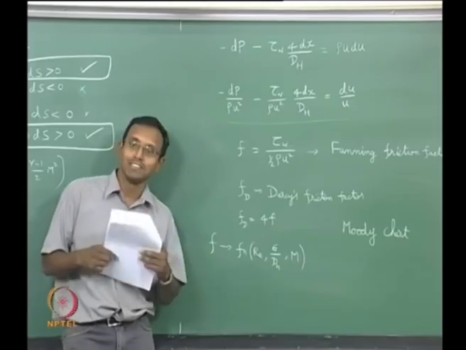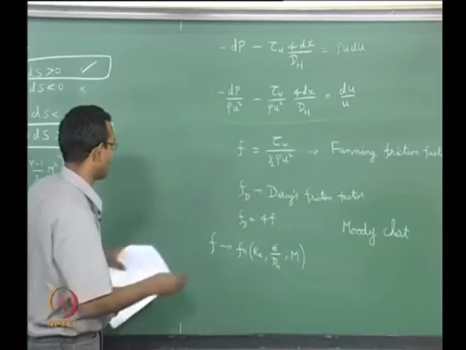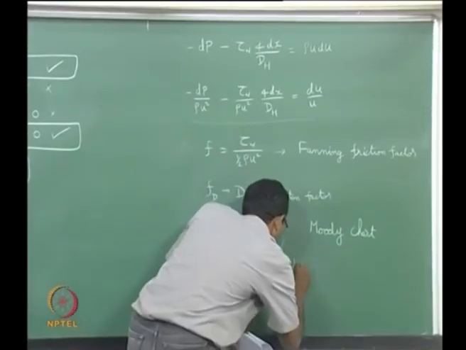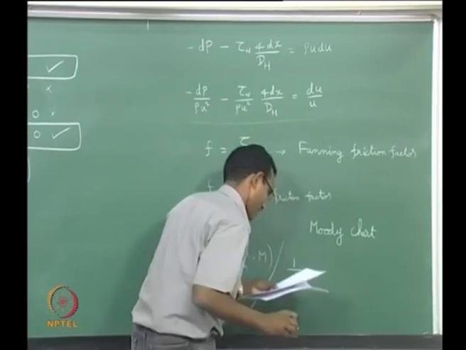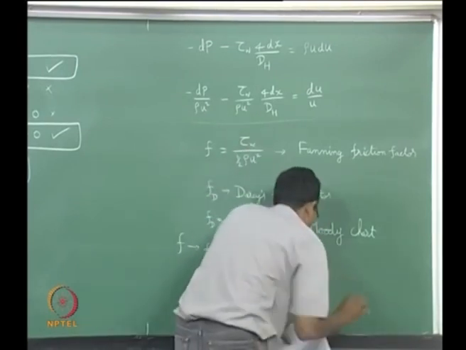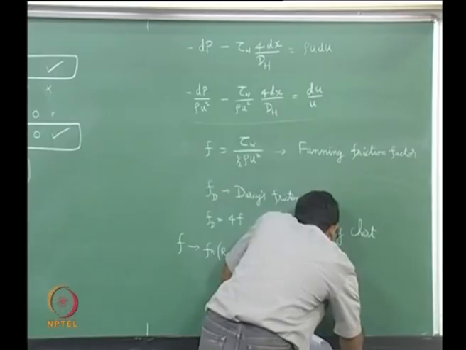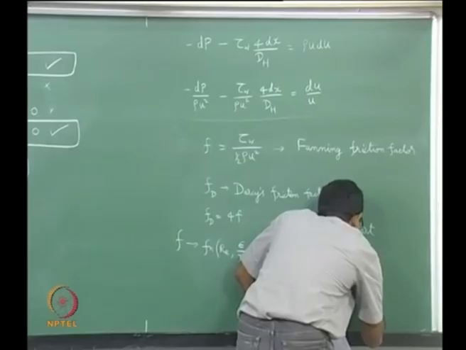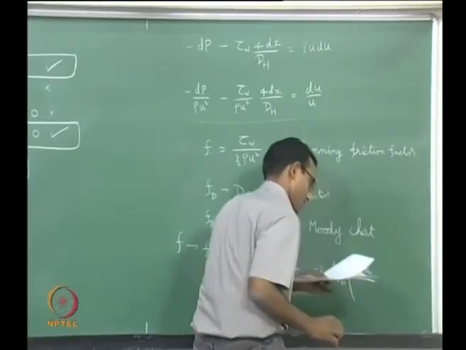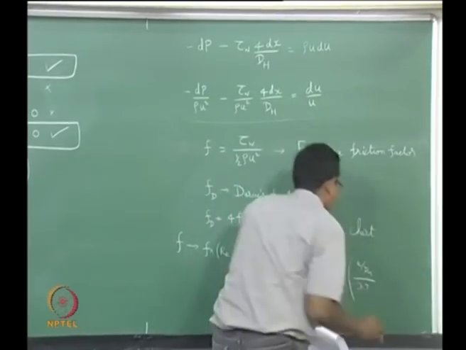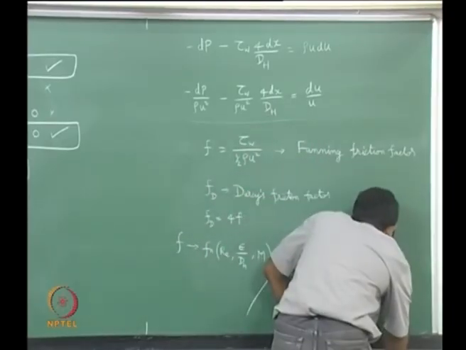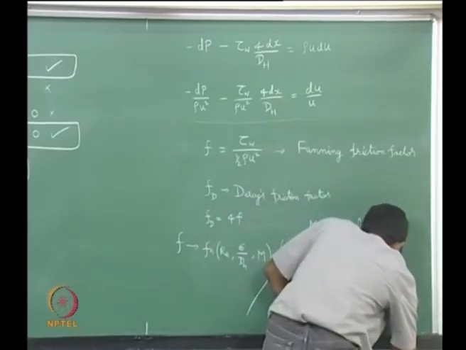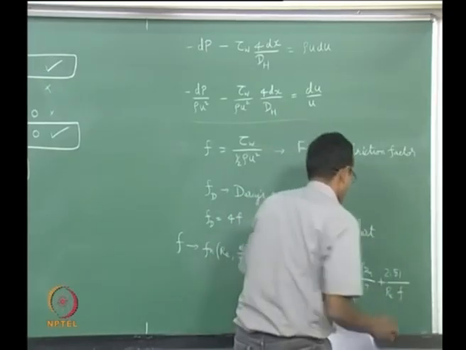It so happens that it is an implicit function. The function looks like this, I will just write the function here: 1 by f power half is equal to minus 2 log to the base 10 of epsilon by D_h divided by 3.7, do not ask me why, it is just a correlation, plus 2.51 divided by Re times f power half again. I do not think it is a correlation, maybe they did something else which I do not know about.